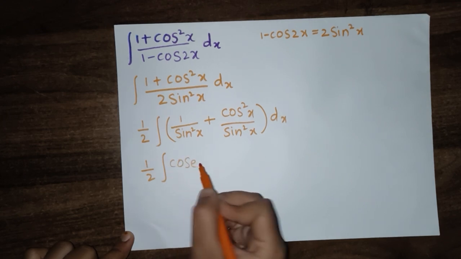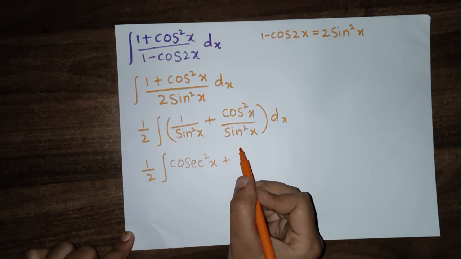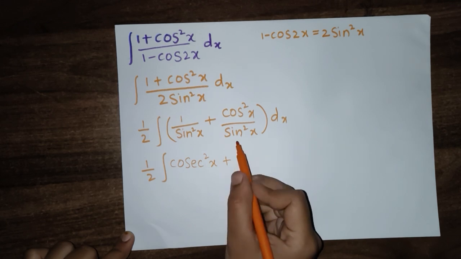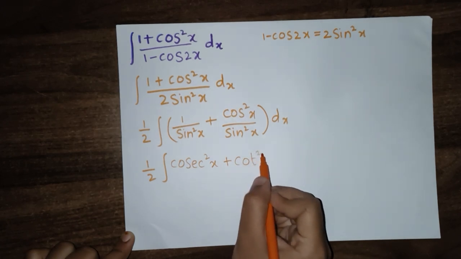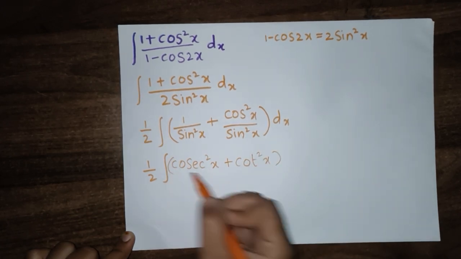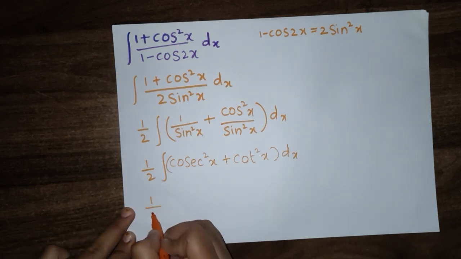My dear friends, as we are very good in trigonometry, we have to focus: 1/sin²x is cosec²x, and cos theta by sin theta becomes cot theta. So here cos²x/sin²x is nothing but cot²x into dx.